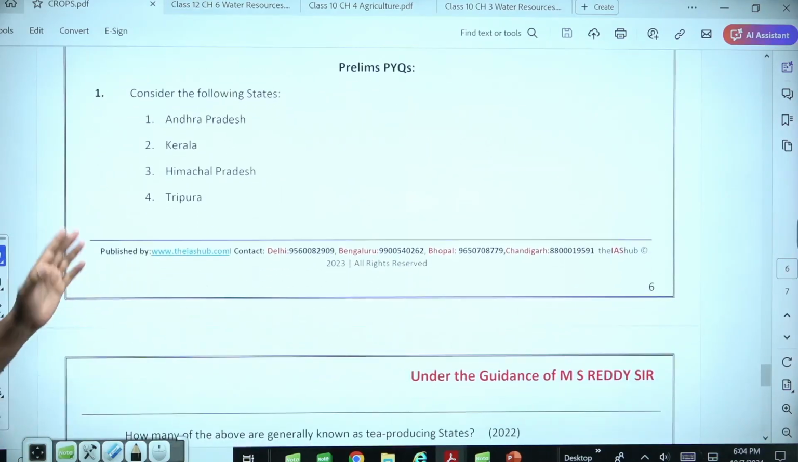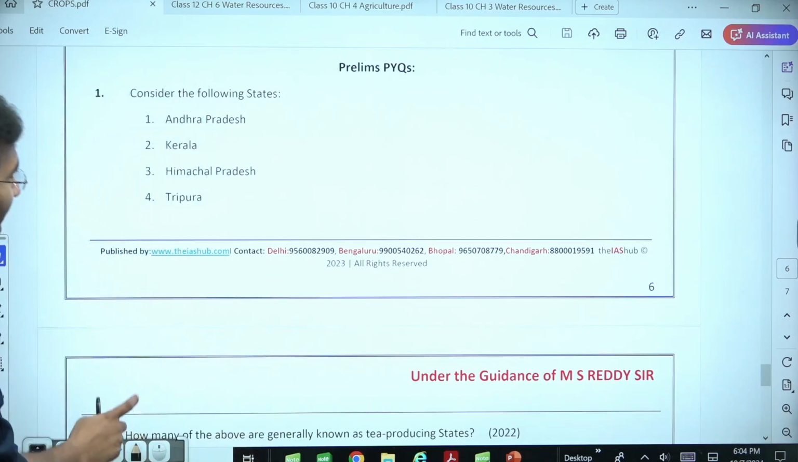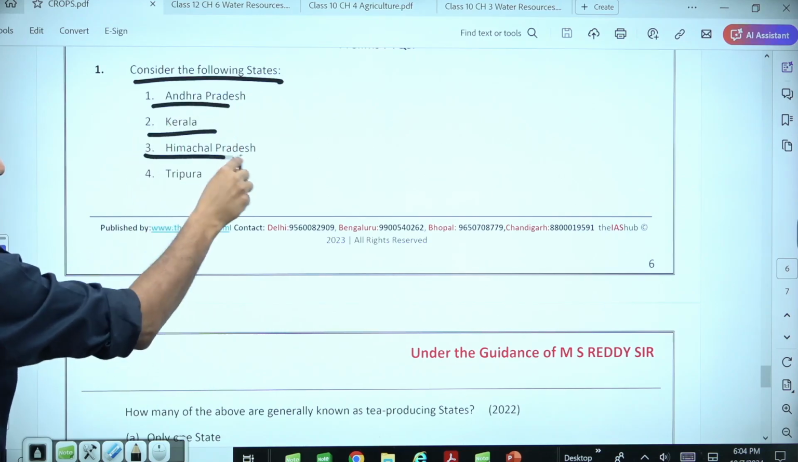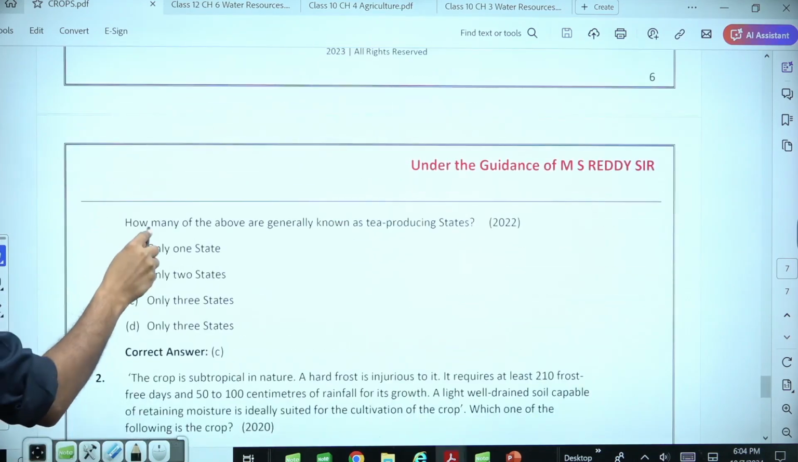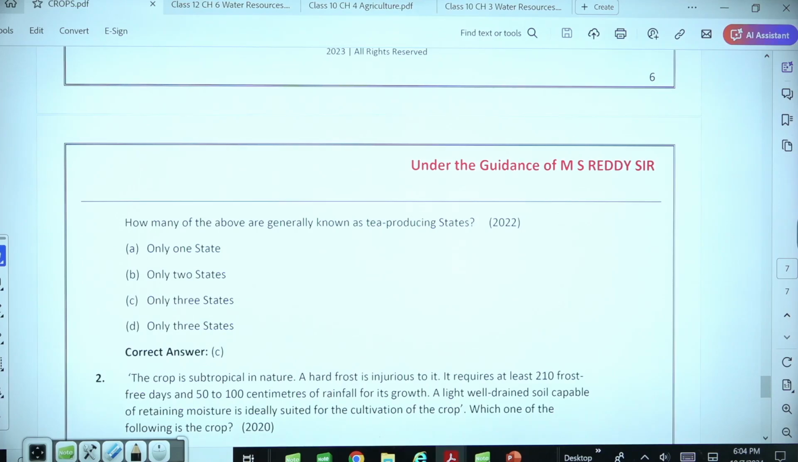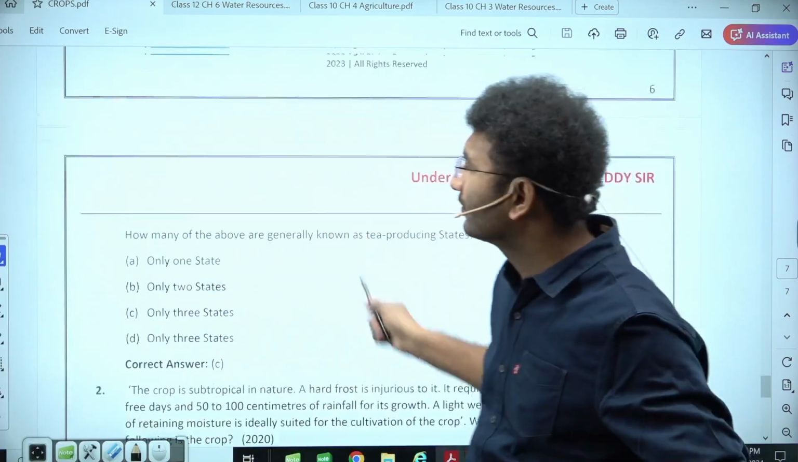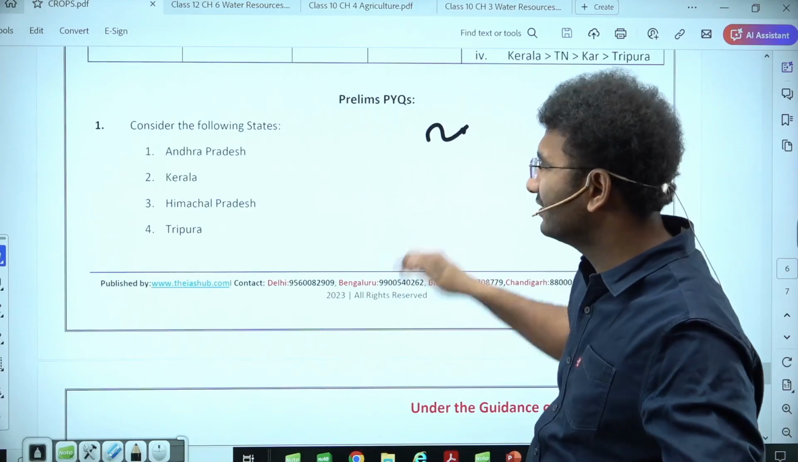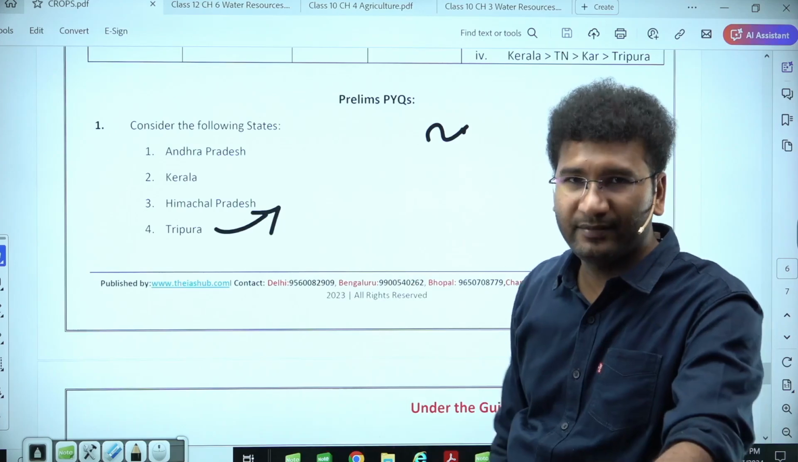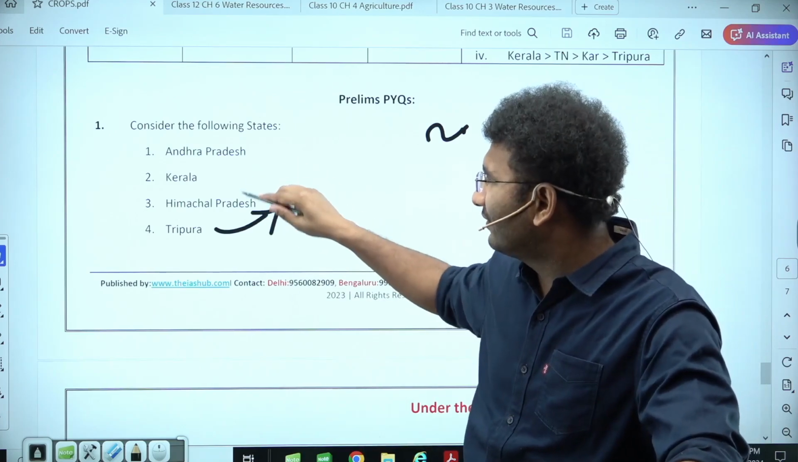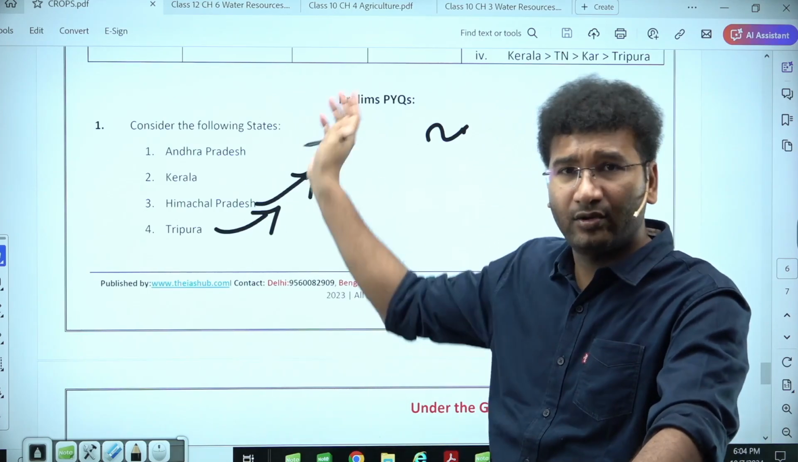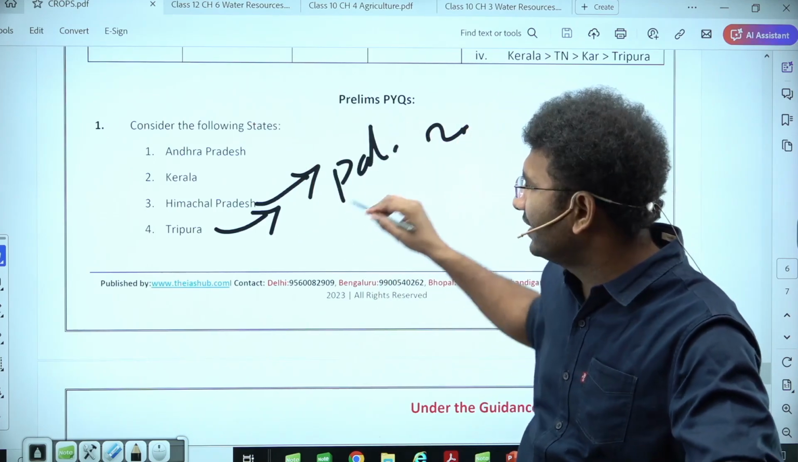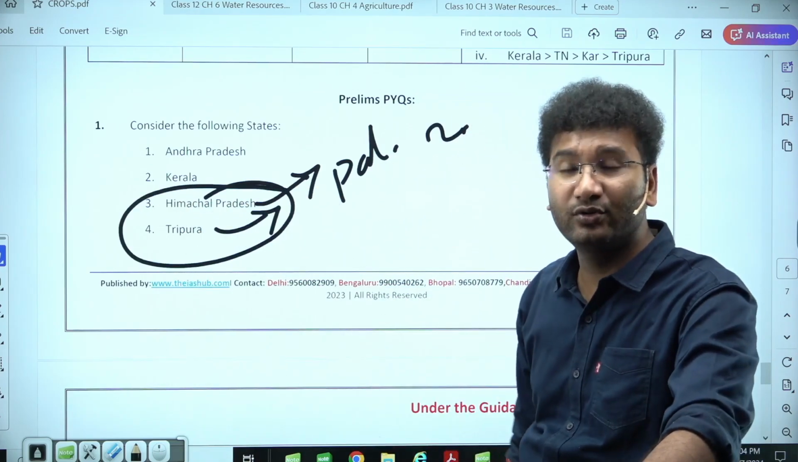See, once you look into these previous year questions, the question was: consider the following states: Andhra Pradesh, Kerala, Himachal Pradesh, Tripura. In how many of the above are generally known as tea producing states? Now you know, I told you that tea is produced in the northeast, so in Tripura it will be there, right? Do you have it in Himachal Pradesh? Yes, in the northern regions tea growing will be there. Tea is grown in Palampur here, right? These are the two states where you will see good growth of tea.